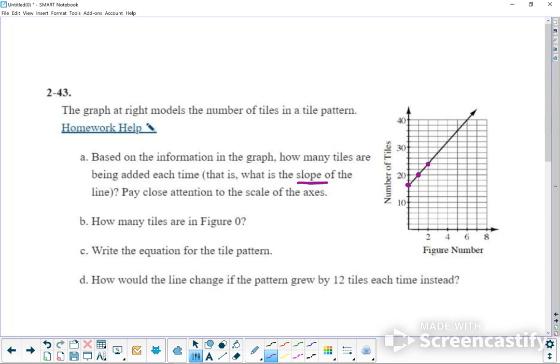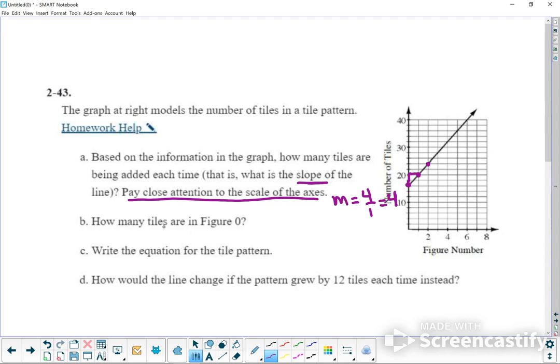Oh, actually, it says pay close attention to the scale. So it's not 18, that's 10, and that's 20. So that's obviously not 18. So 10, 12, 14, 16. So every block going up and down is 2, and everything going left and right is 1. Whoops. So it's not 2, it's actually 4. So we're going 2 and then 4 over 1. So the slope is 4 over 1, which is just 4.